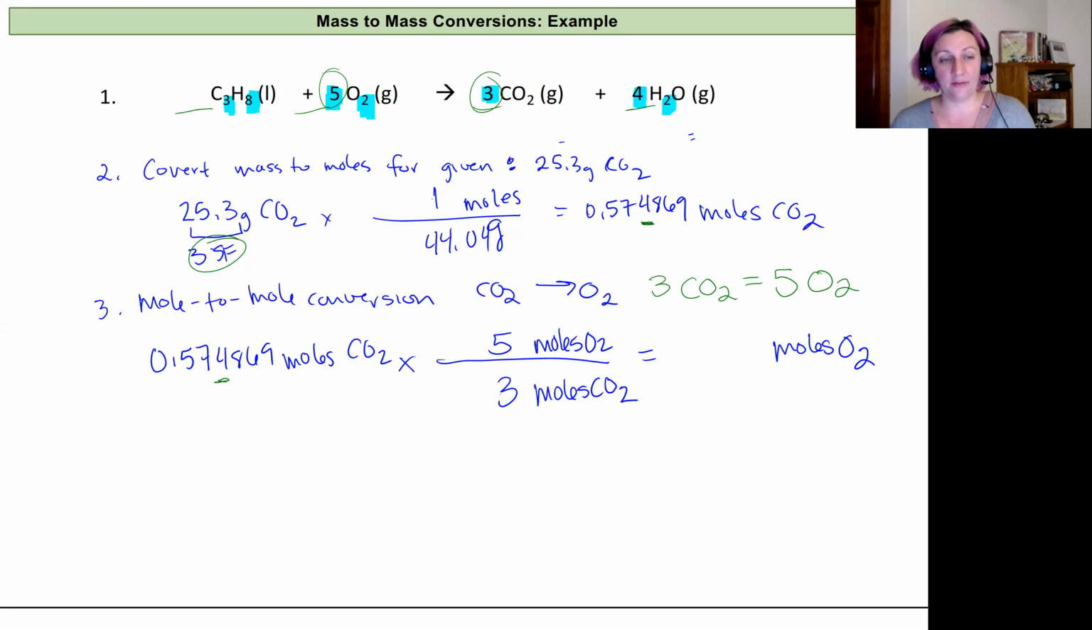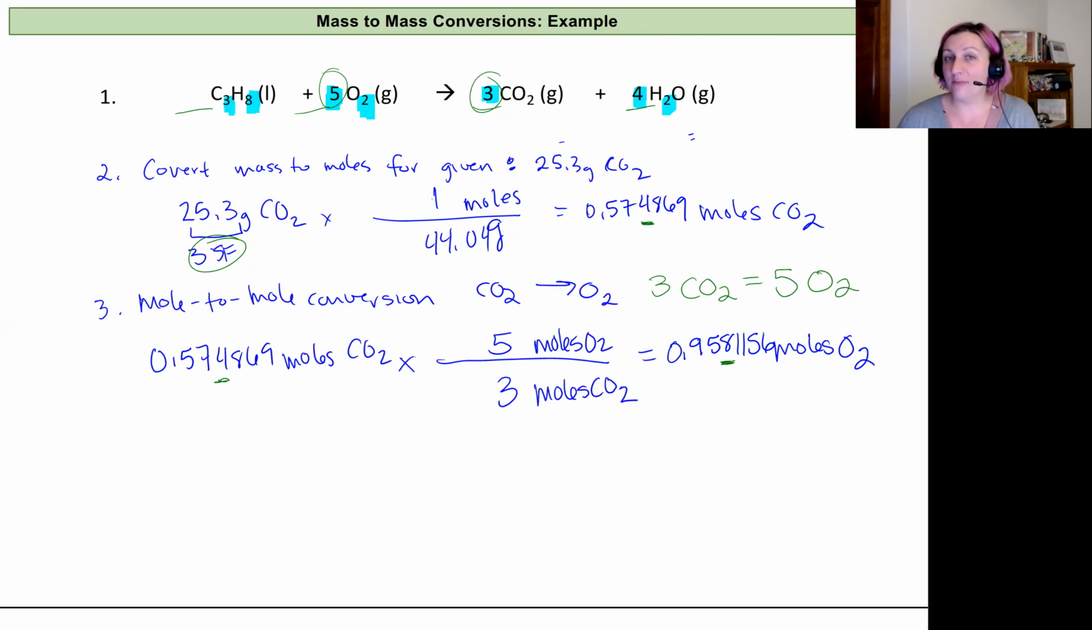0.574 times 5 and divided by 3. And when I do that, I get an answer that is 0.9581156. I'm going to track my sig figs still. I'm still at 3 significant figures. And now I'm ready to do the next step, the fourth step of this problem.